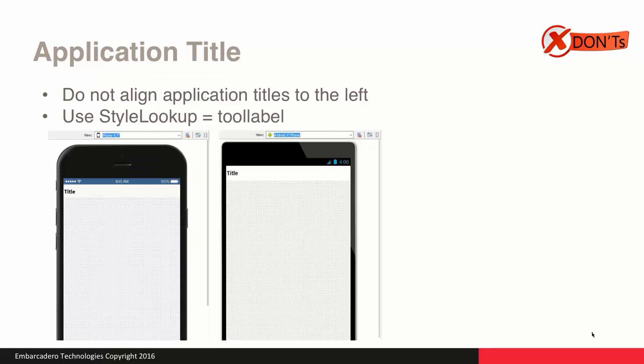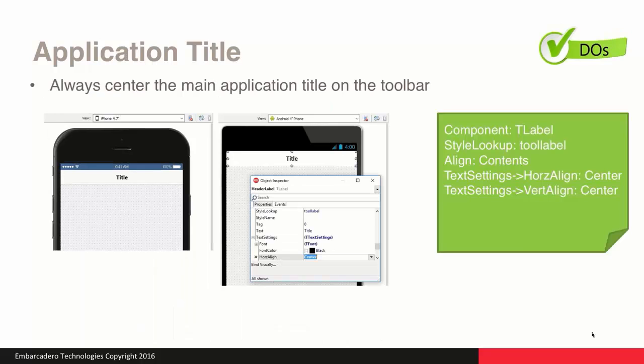Now here are some don'ts for the application title. You should never align the application title to the left, as you can see here. And this is a good example. You don't have any other icons or buttons or anything on the form itself, and the title is just aligned to the left. And that should never be the case. It should be aligned to center by default. And you should use StyleLookup equals toollabel as the styling property for your application title. And again, you should use TLabel, StyleLookup toollabel, Align to Contents, and then set the horizontal and vertical alignment for the text to center.